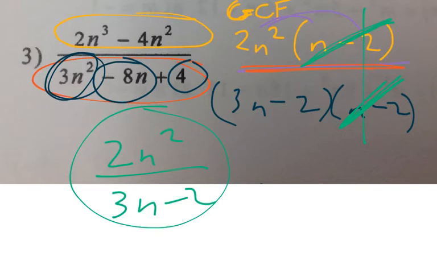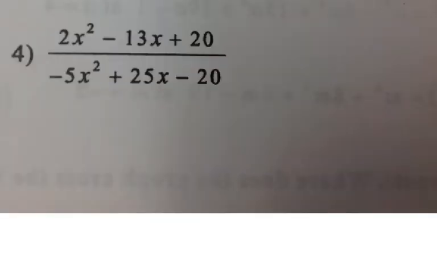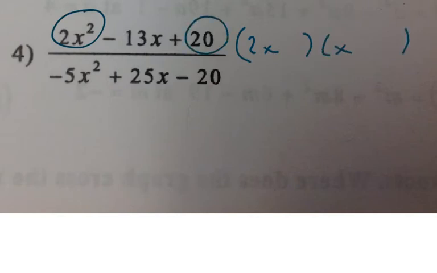Pause the video again if you need to. And finally, number 4. Let's factor these real quick, guys. I know 2x squared is 2x times x. I know 20 is normally 4 times 5. Right? Or you know what I'm going to do is 5 times 4. And when I do minus 5 minus 4, guys, I'm going to get minus 13.